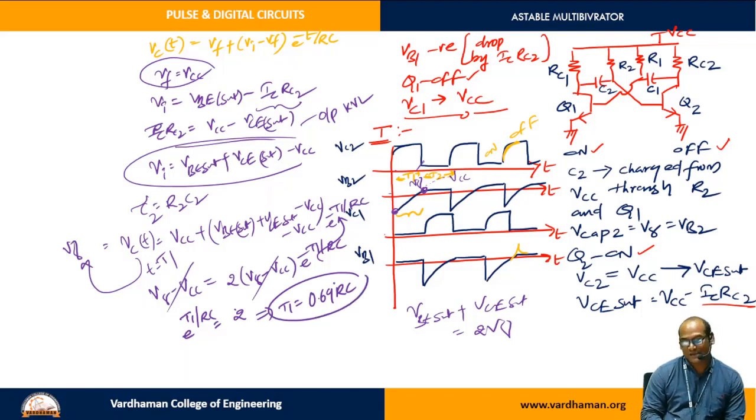This is not the complete time period. It is half of the time period only. So this portion we have calculated. This is nothing but due to R2C2, tau 2 is equal to R2C2 as I have given. So T1 is equal to 0.69 R1C1 or R2C2, whatever it may be. In a similar procedure, you can get T2 is equal to 0.69, for example, R1C1. So what is the total time period now?